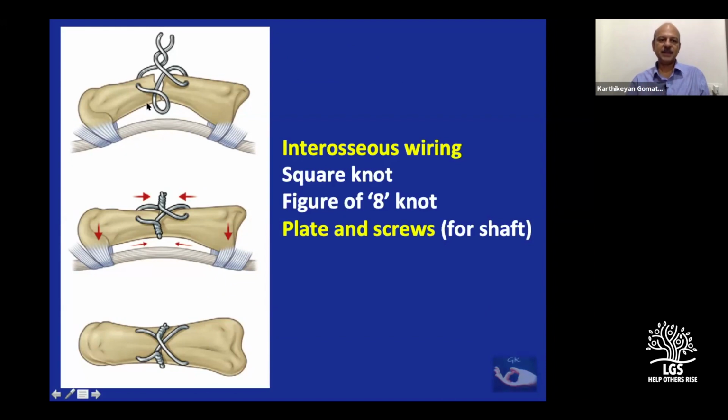You can do an interosseous wiring with either a square knot or a figure of 8 knot. Now imagine if this being done on the neck. Can you see this? Something like a figure of 8. Now this holds it up, and this is the result. Or you can do the same thing with plate and screws.